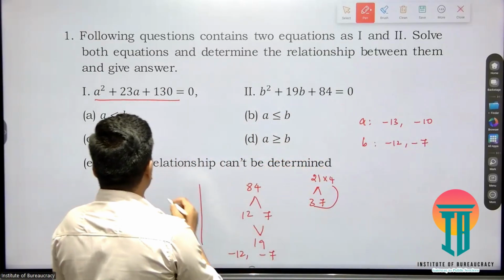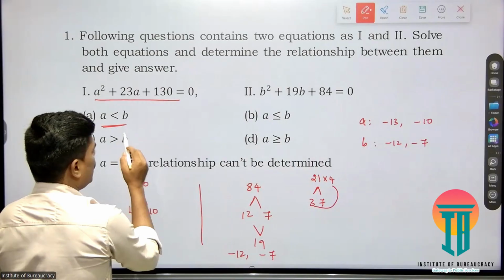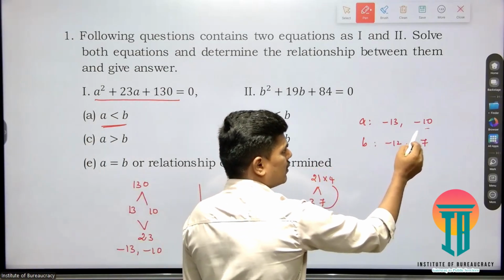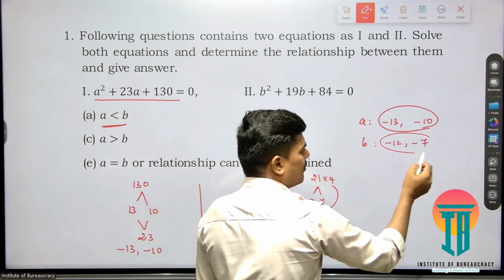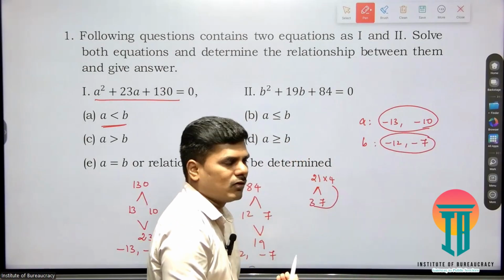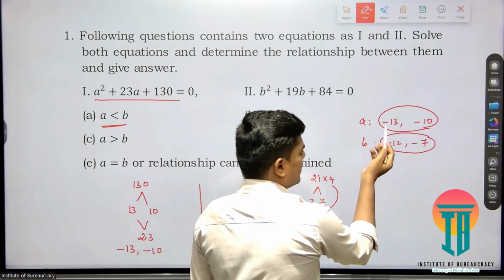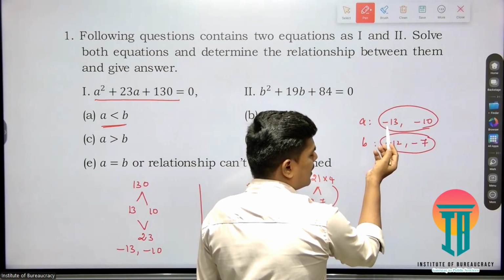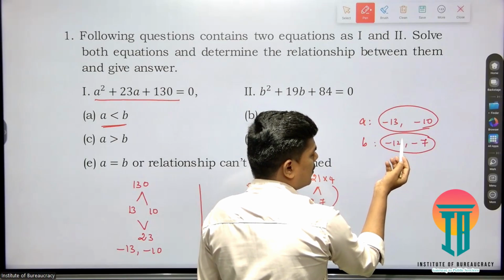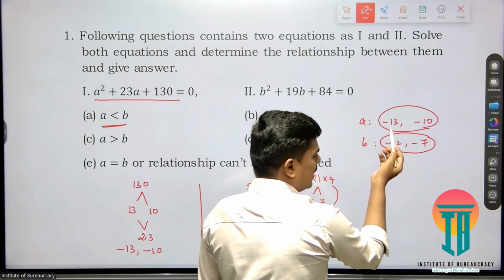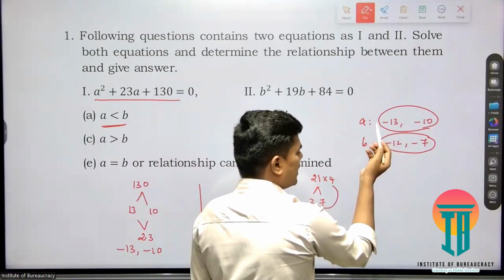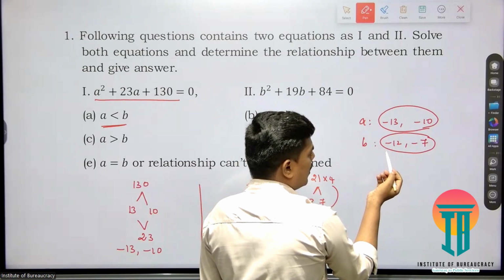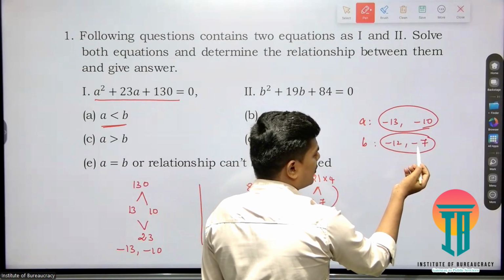Now, if you look at the first option, A less than B: if you take any A value, is it less than the B values? That you have to check. Suppose I take minus 13, it is less than minus 12, and also minus 13 is what?